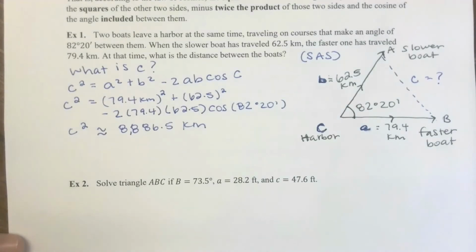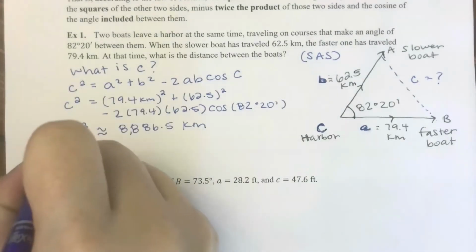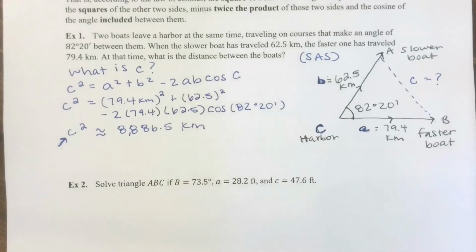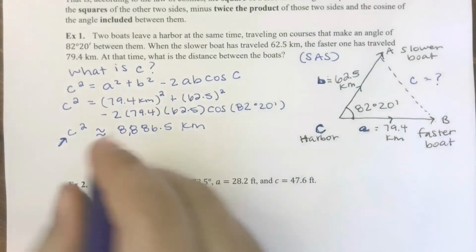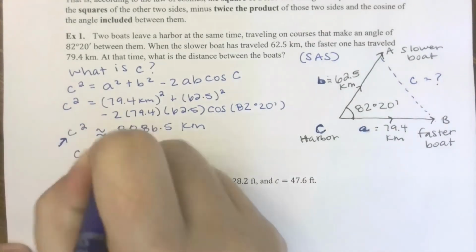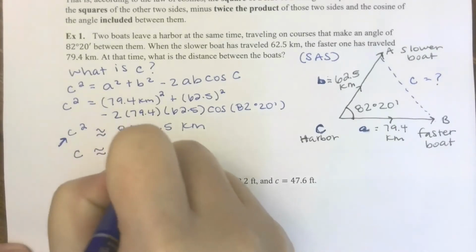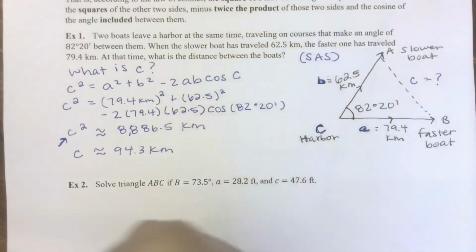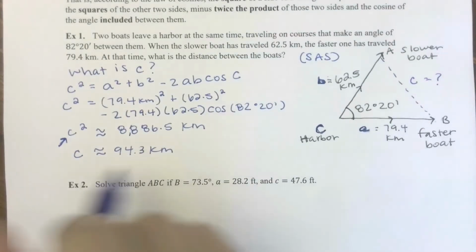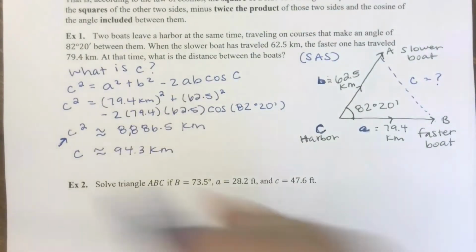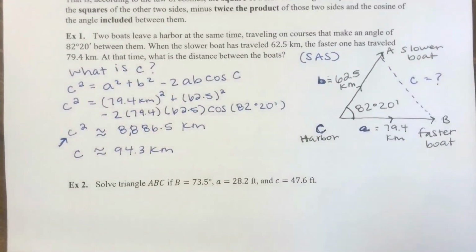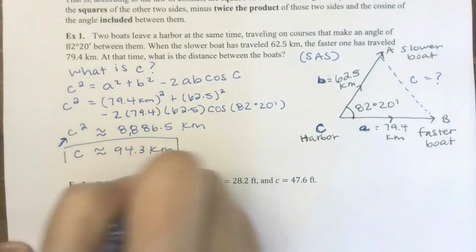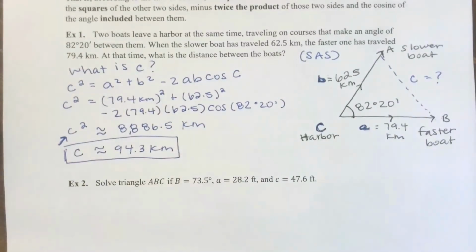Okay, the next step is to take the square root of both sides. In our law of cosines we have C squared, but we want to know what C is. So then we get C is approximately 94.3 kilometers. Remember that we're talking about distance, so this is going to be the positive value when you take the square root. So the distance between the two boats is approximately 94.3 kilometers.